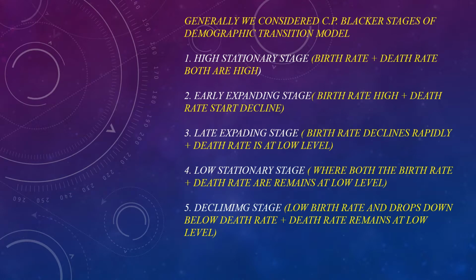Fourth stage is the low stationary stage where both the birth rate as well as the death rate remain at a low level. In the fifth stage, declining stage, the low birth rate drops down below the death rate. Plus, death rate remains at low level.